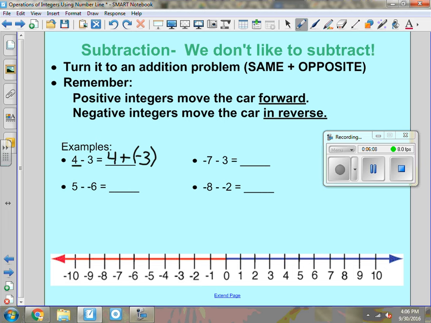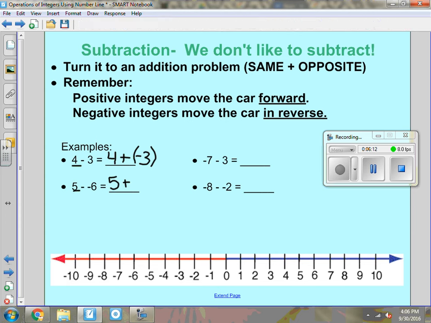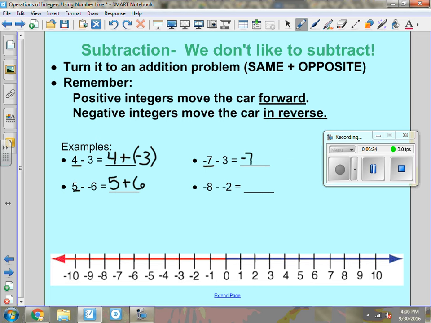Let's do it for the second one. I keep my same positive 5. I'm going to add the opposite of the second integer. That was a negative 6, so now it's going to be a positive 6. On my third example, I'm using the same negative 7, and I'm going to add the opposite of a positive 3, which is a negative 3. And on my last example, I've got that negative 8, and I'm adding the opposite of negative 2, which is a positive 2.